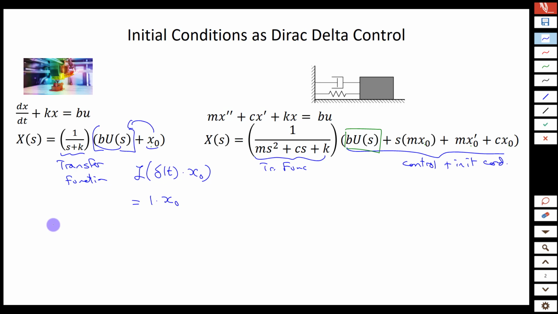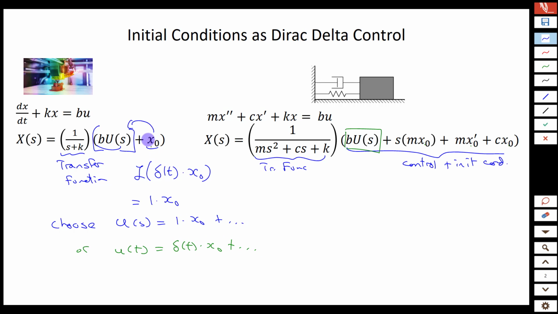So how does this help us think about our initial conditions? Well, we could just choose our u to be equal to 1 times x naught, and that would mean treating our original time-based control as having a little spike of magnitude x naught at the beginning. So we whack our system with an x naught scale hammer, and then we add on whatever else we want.